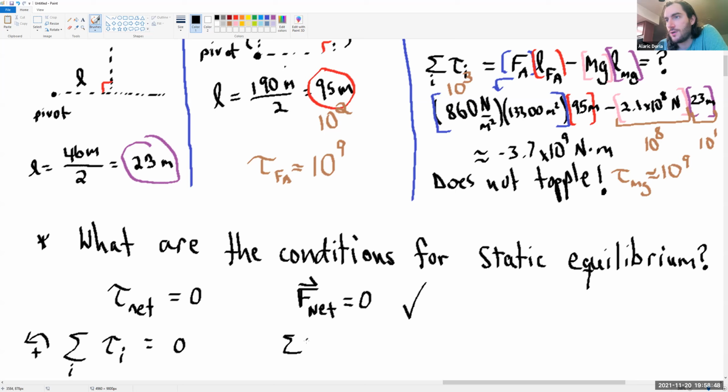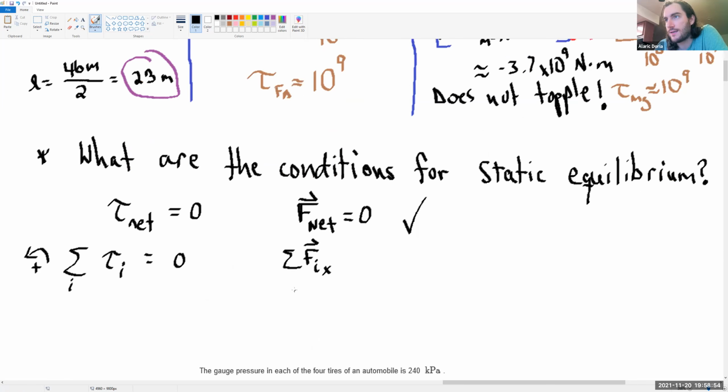And we could choose a direction for positive torques, right? We could do an X, and we could do a Y. Whoops, I forgot to write the force there. Both of these equal zero, and maybe we could say this direction is positive, and maybe we could say this direction is positive for the forces there, right?